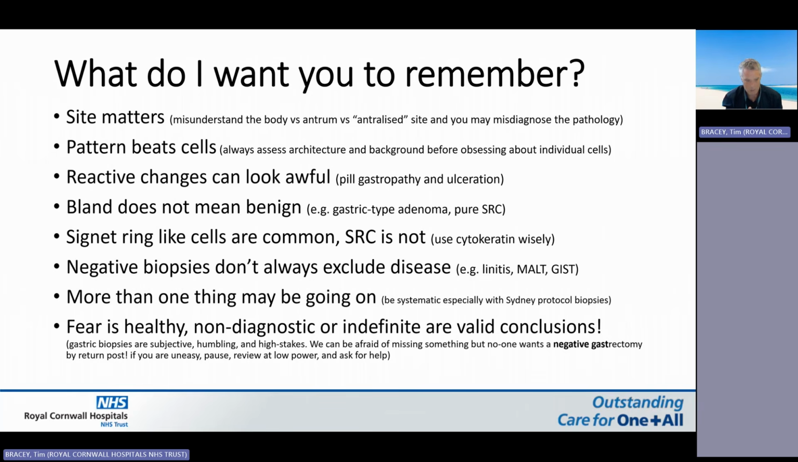So gastric biopsies are subjective, they're humbling, and the stakes are high. We can be afraid of missing something. No one wants a negative gastrectomy on return of post. So if you're uneasy, pause, review at low power, ask for help, use your colleagues.